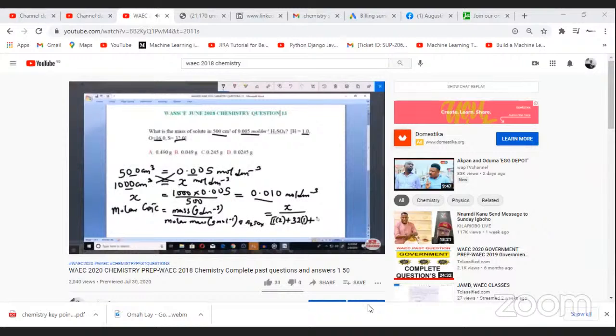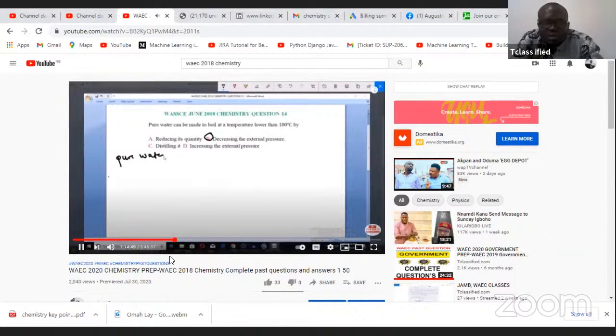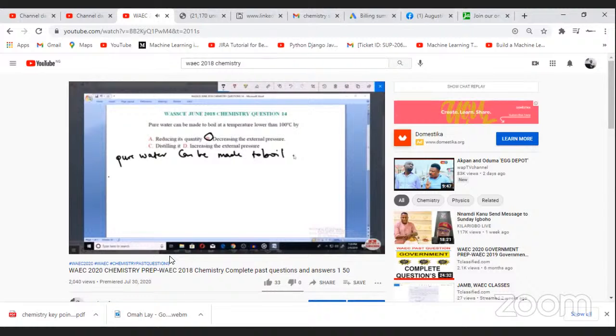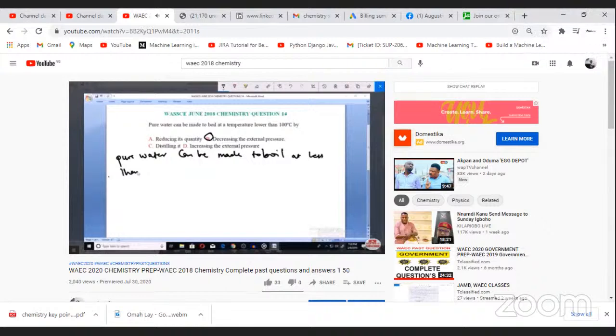Pure water can be made to boil at a temperature lower than 100 degrees Celsius by... I didn't really understand this one. Okay, I put decreasing the external pressure, but I was still a bit confused. Water can actually be made to boil at less than 100 degrees Celsius. Can you see the video part of it on the screen? Yes, I can see.